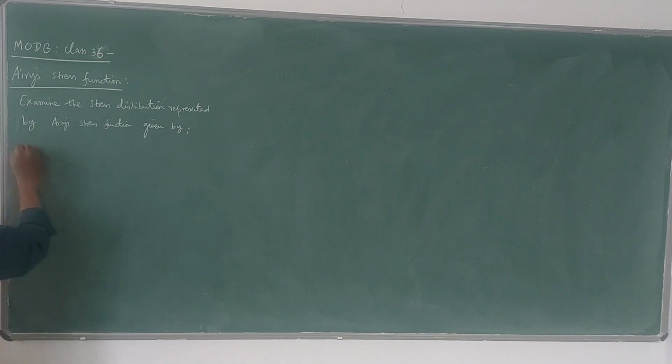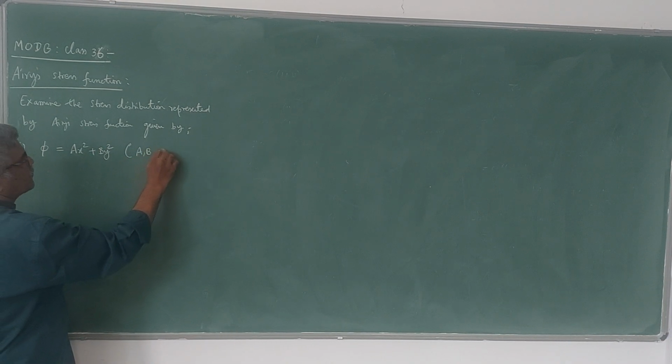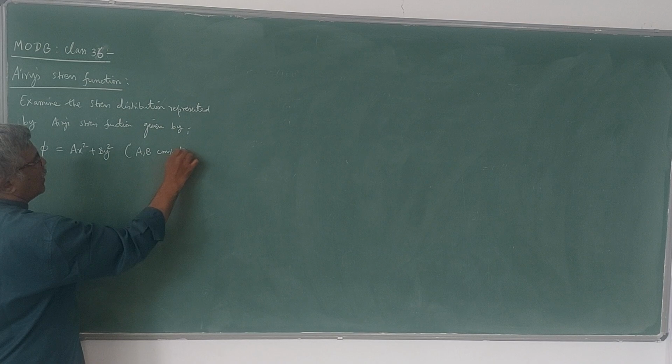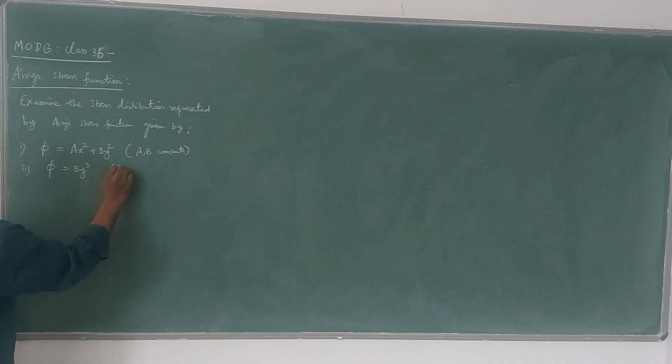So number one, there are two stress functions here. Phi is equal to ax square plus by square, where a and b are constants. And the second one is phi is equal to b into y cube, where b is constant.